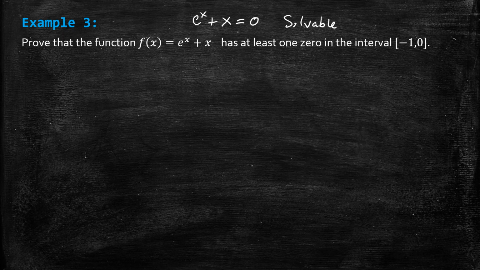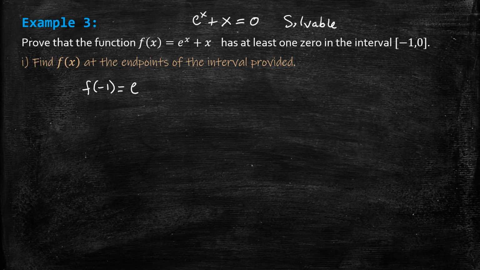So here are some little steps to get started. Notice that we don't have the value of f at the endpoint, so we have to start off by finding that. So f of -1, just substituting in, would work out to be 1 over e minus 1. I'm going to try to do this without even using a calculator, just using common sense. And so let's look at the other endpoint, f of 0 equals e to the 0 plus 0, and that equals 1.